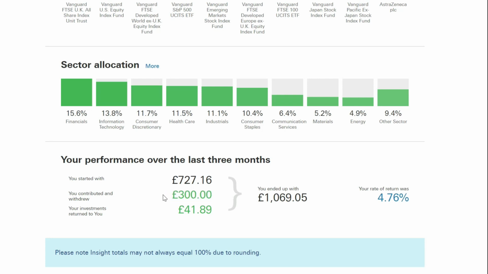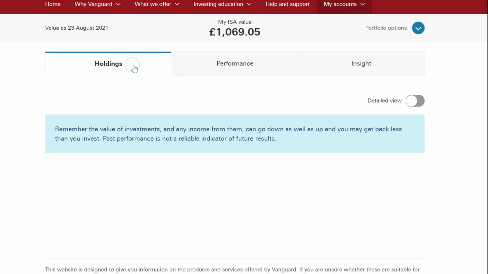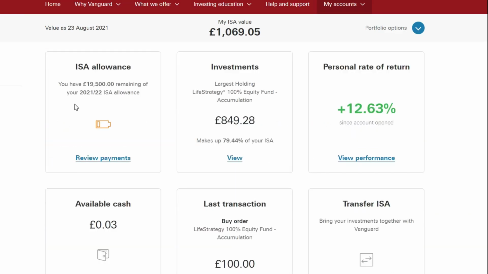And again, here you can see that within the last 3 months, I have started at £727.16. I've put in £300, and my investments returned £41.89 in that period. So actually, over the last 3 months, my rate of return was 4.76%. But overall, it's a little bit higher. So since I've had these funds, it's 12.63%. So that's just the investments with Vanguard.